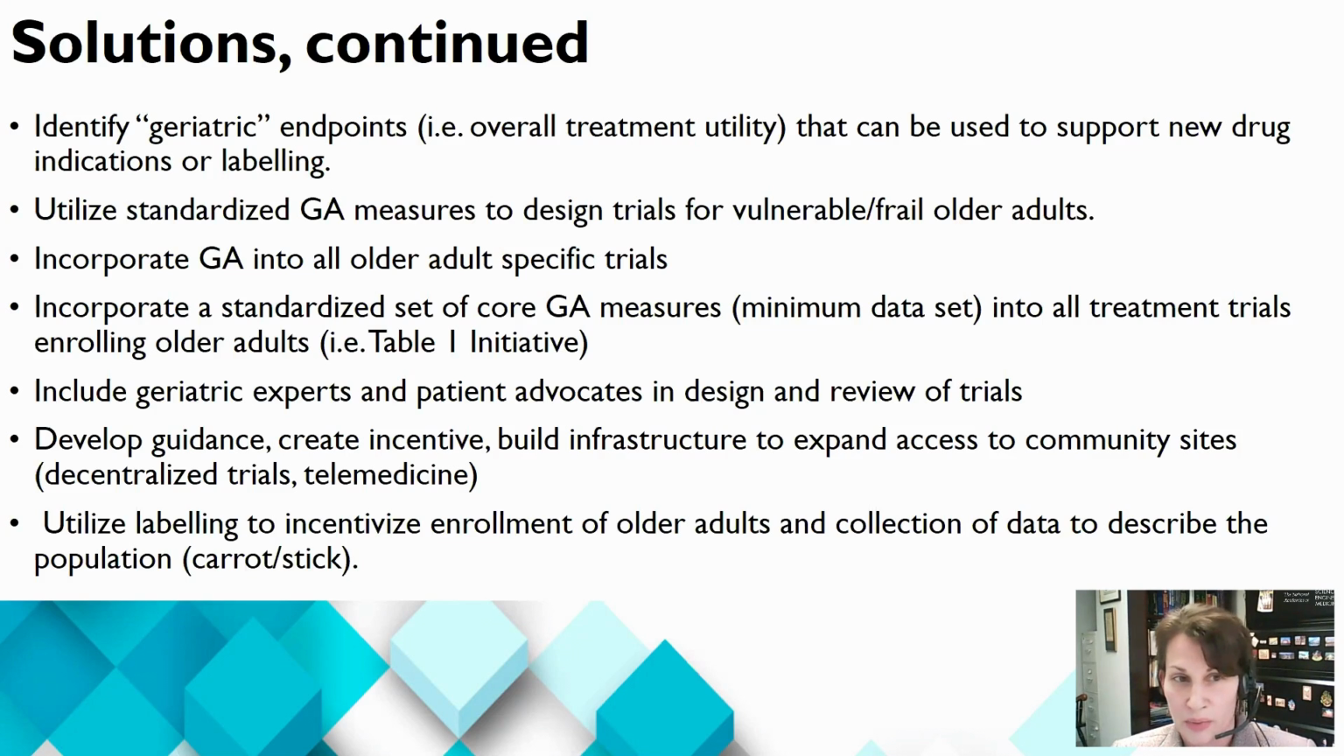We talked about the importance of including geriatric experts and patient advocates in both design of trials and review of trials at all levels. The importance of developing guidance, creating incentives, and building infrastructure to expand access to community sites, and really capitalizing on the momentum around decentralized trials and telemedicine use. And finally, utilizing labeling to incentivize enrollment of older adults and collection of data to describe the population as both a carrot and a stick in this population.